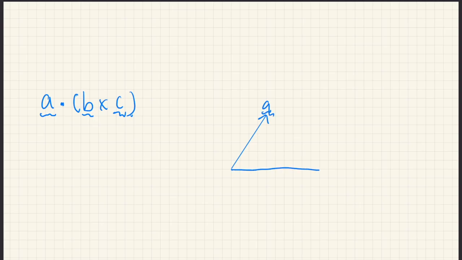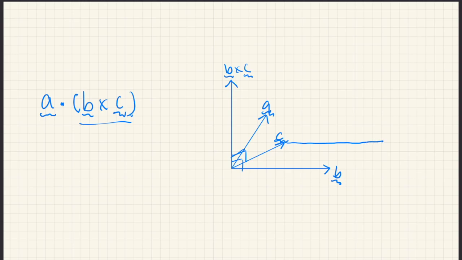Okay, finally, let's consider the geometric meaning of the triple product A dot B cross C. Now we have three vectors, say A and B and C. First consider B cross C, and we know that the result is a vector that is perpendicular to both B and C, so perpendicular to B and perpendicular to C. And the length of that vector is equal to the area of this parallelogram.